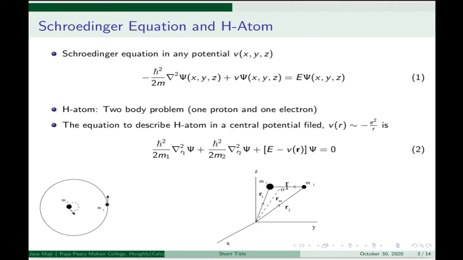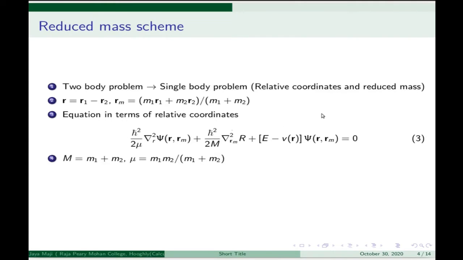Though it's a two body problem where the nucleus itself rotates around the center of mass, the nucleus is so massive compared to the electron mass that the nucleus is considered to be at the center of mass, and with that consideration the two body problem can be approximated to a single body problem with the reduced mass and relative coordinates. So r is the relative coordinate, which is the difference between r1 and r2, and rm is the position coordinate of the system. So with these new terms, the Schrödinger equation can be written in the following manner.